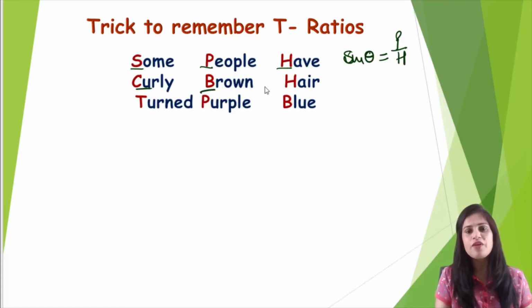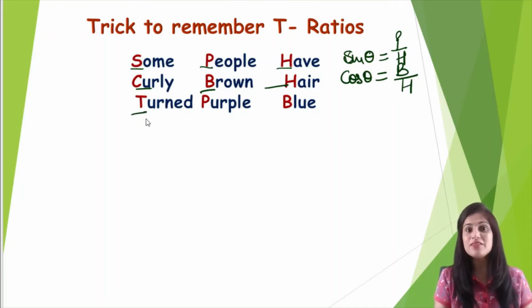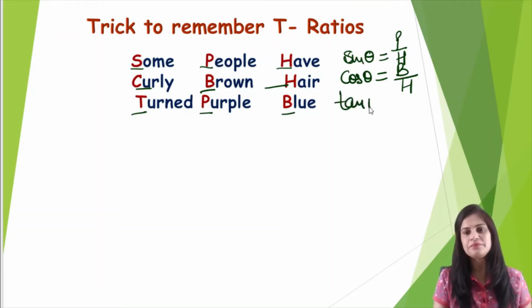Curly brown hair. Curly for C, cos theta. Brown means base. Hair means hypotenuse. So cos theta has the ratio B by H. Isn't it simple now? Turned means, yes, you are right, tangent theta. P perpendicular, and B base. So tangent theta equals P by B.